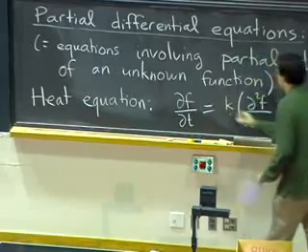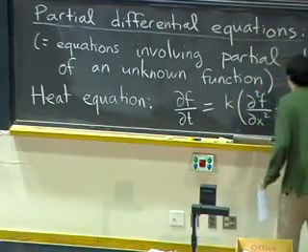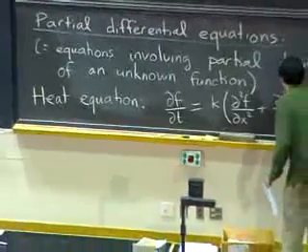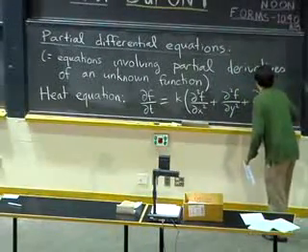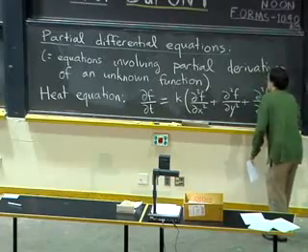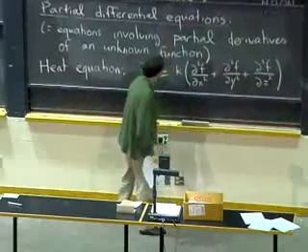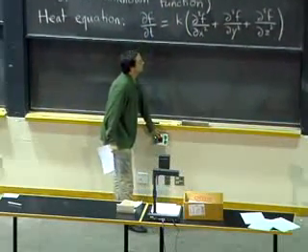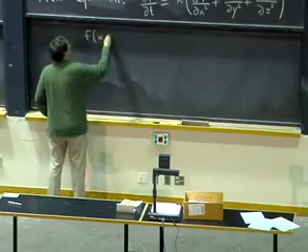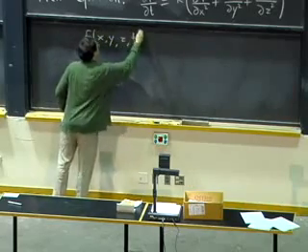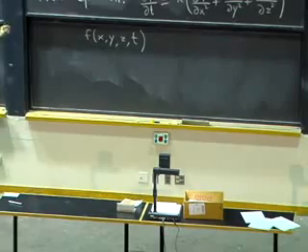It's the equation partial f partial t equals some constant times the sum of the second partials with respect to x, y, and z. So this is an equation where we're trying to solve for a function f that depends actually on 4 variables, x, y, z, and t.